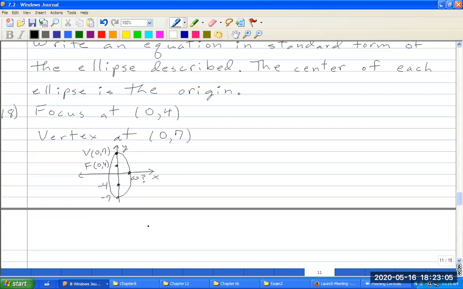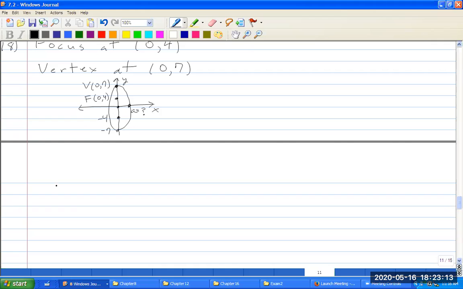Okay, so I want to determine the equation of this. Well, I know if it's centered at the origin, then the equation always looks like this.